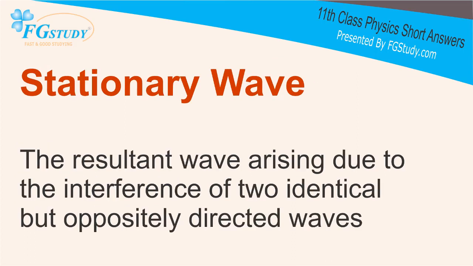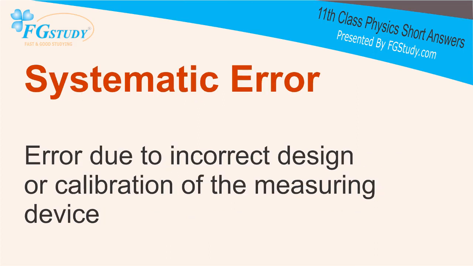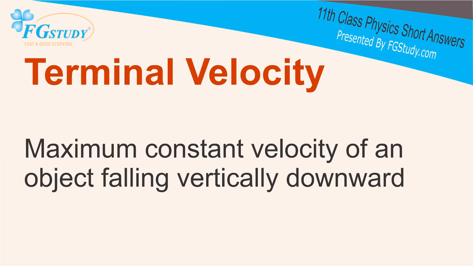Stationary wave, the resultant wave arising due to the interference of two identical but oppositely directed waves. Systematic error, error due to incorrect design or calibration of the measuring device. Terminal velocity, maximum constant velocity of an object falling vertically downward.